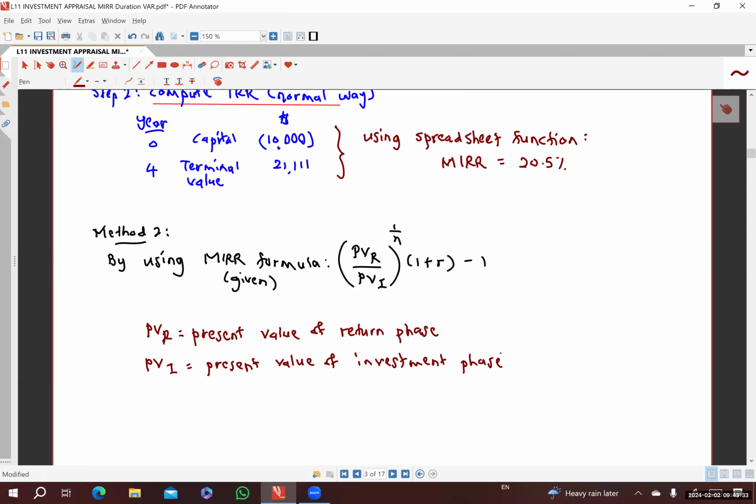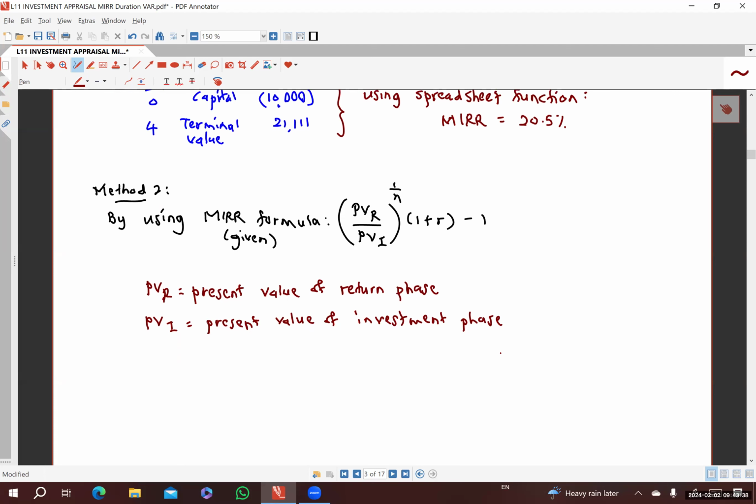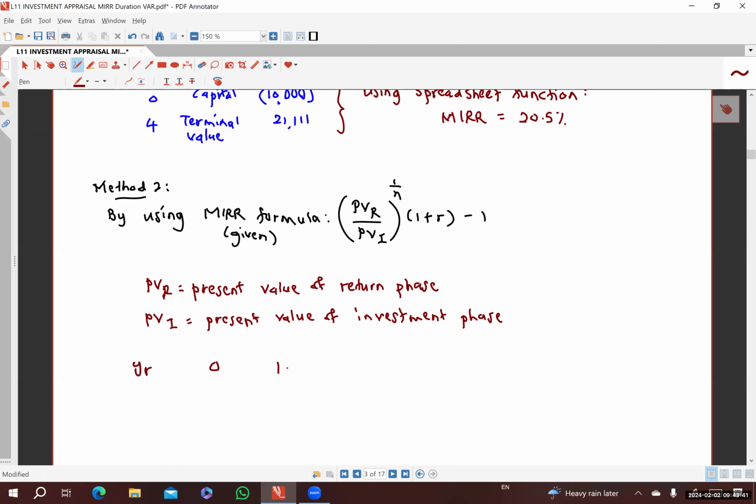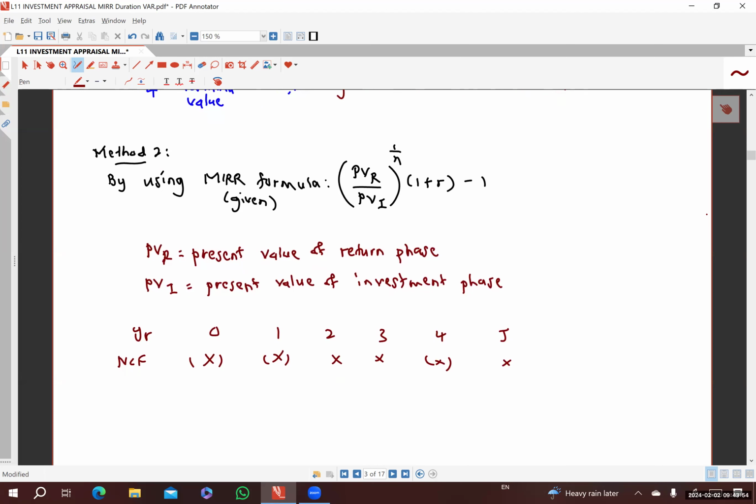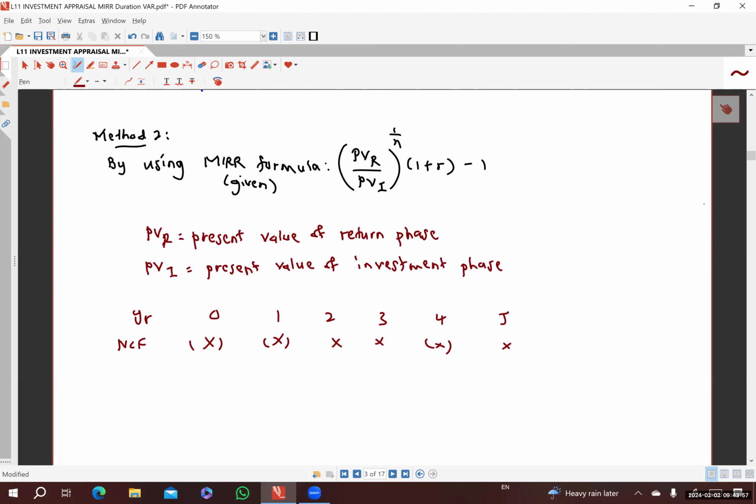Now, what do you mean by investment phase? What do you mean by return phase? I'll explain now. Suppose this is your project's net cash flow. You have outflow here, inflow here, outflow, inflow. When you start a project, it's always capital outflow. That is called the investment phase. So this is the present value of the investment phase. PVI comes from here.